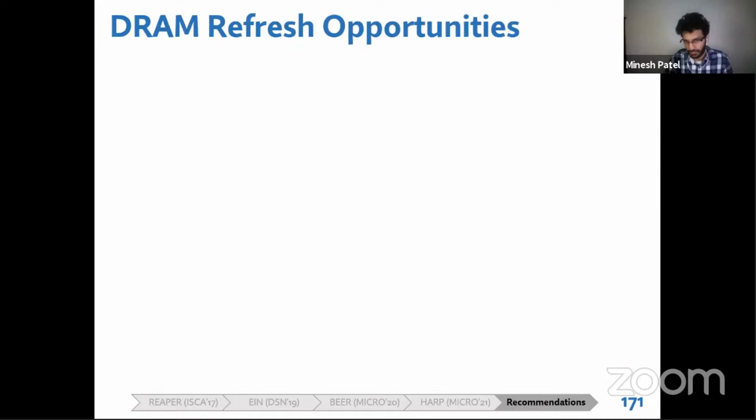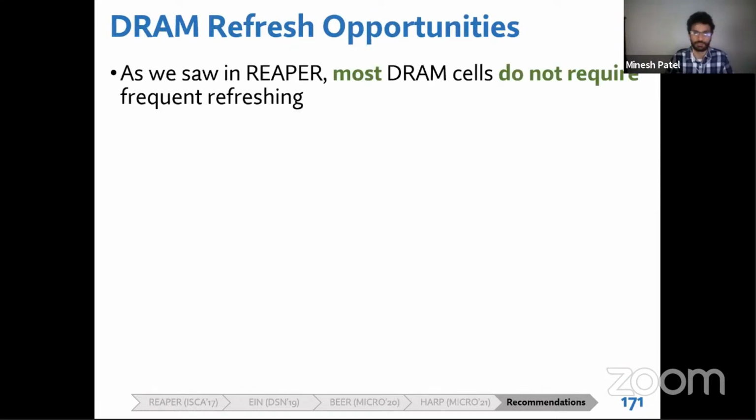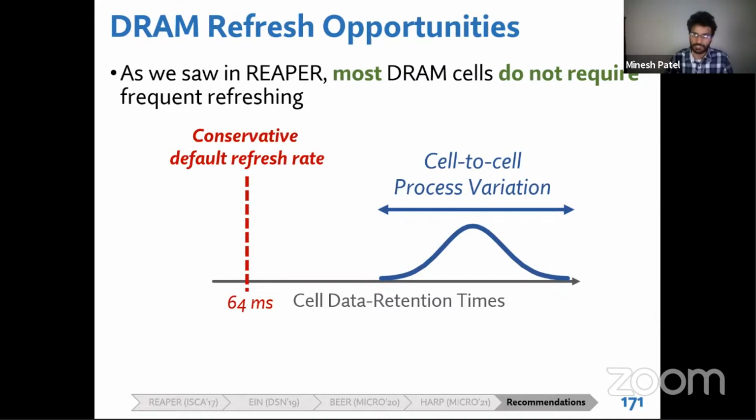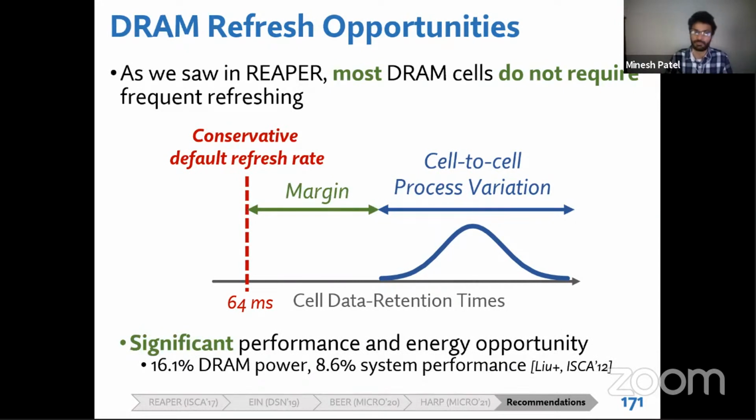So as we saw earlier in this talk, most DRAM cells actually do not require frequent refreshing. And so this cartoon illustrates the concept intuitively. So cell data retention times vary significantly across different cells. And there's typically a wide distribution of these owing to process variation between cells, between different chips, and so forth. However, commodity DRAM uses a highly conservative default refresh rate that is well below what most cells require. And so this means that there is significant margin in refresh timings for most chips. Therefore, there's significant opportunity for improving system performance and energy, and prior work shows numbers ranging into the double digits for power and performance gains.